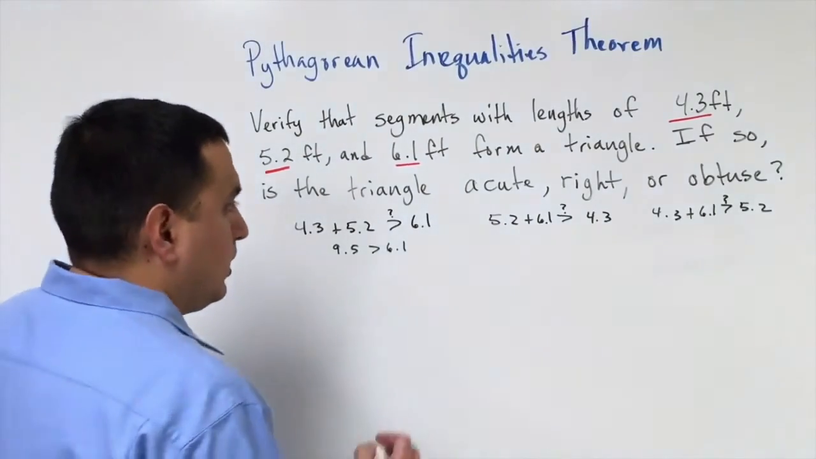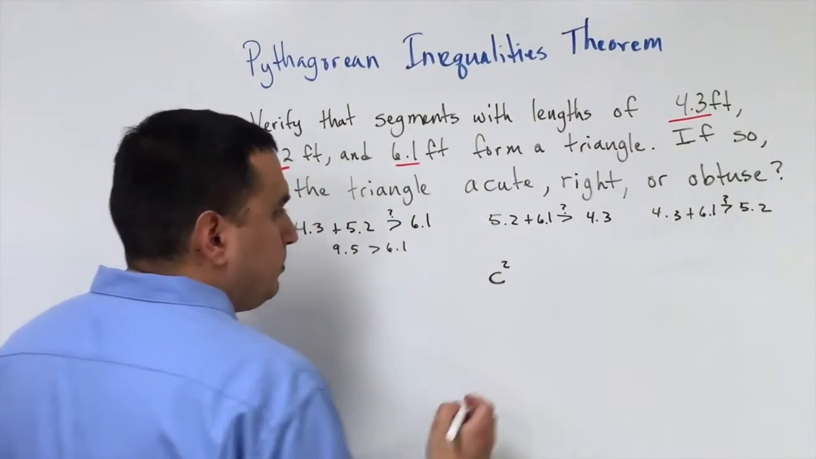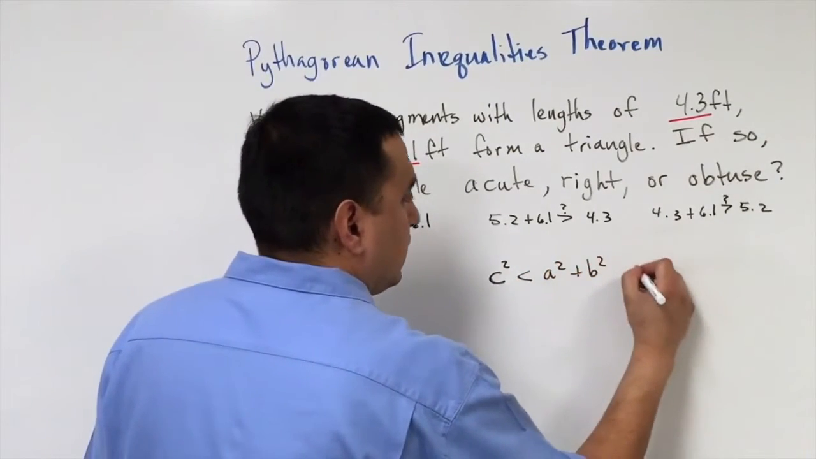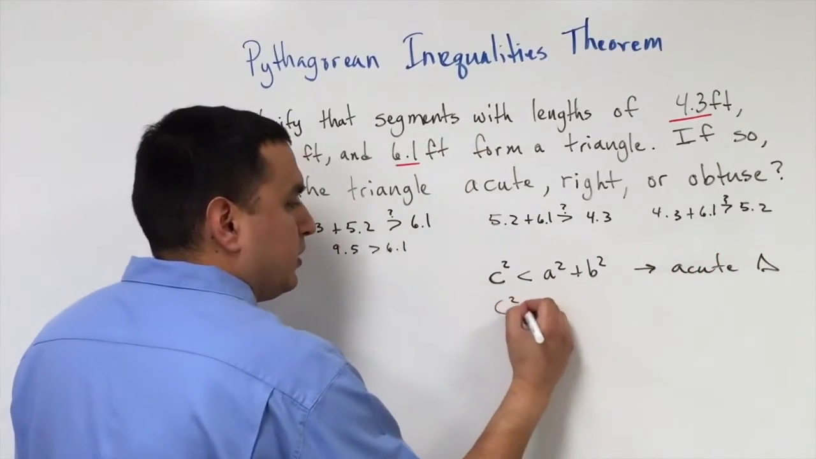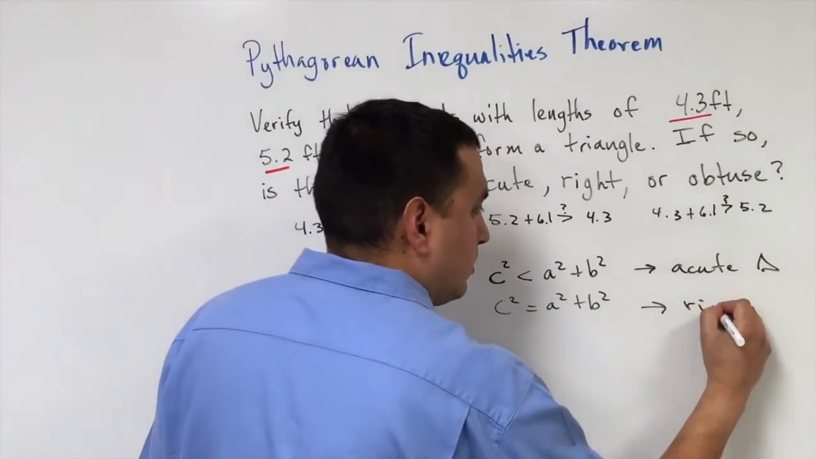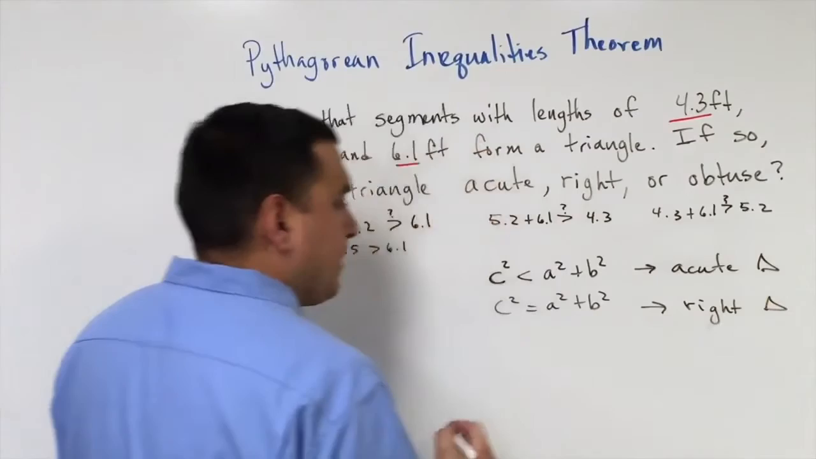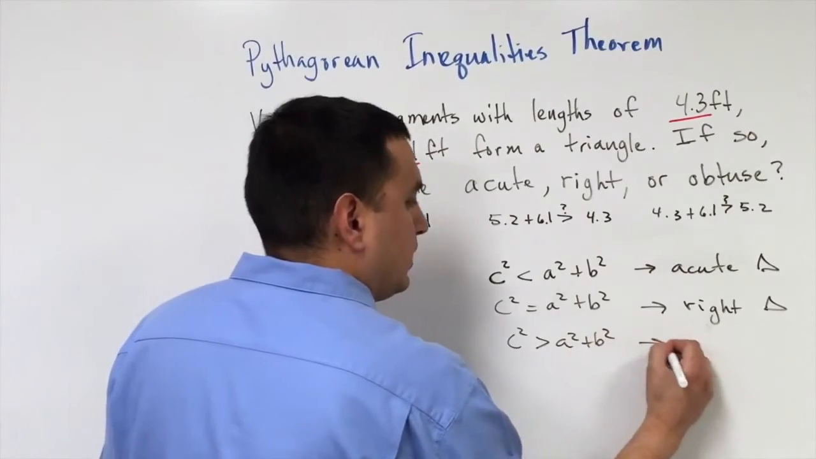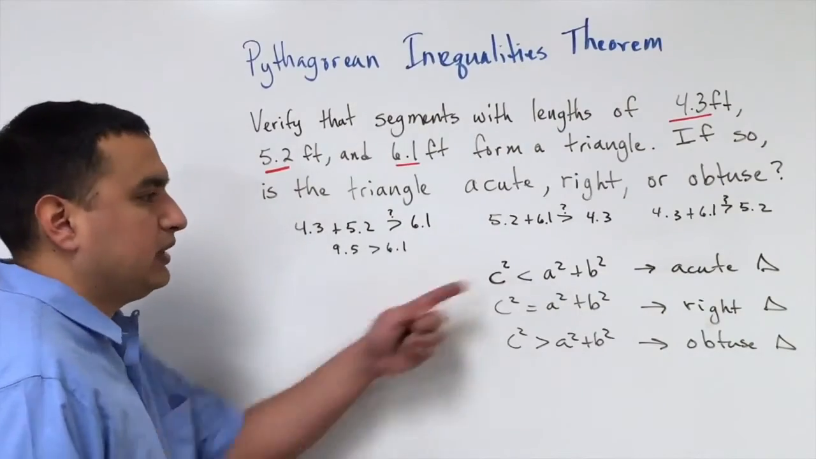What that says is that I can take the hypotenuse, or the biggest side, square it, and if it is less than a squared plus b squared, that's going to tell me that it is an acute triangle. And obviously if c squared is equal to a squared plus b squared, that tells me that it's a right triangle. And if c squared is greater than a squared plus b squared, that tells me that I have an obtuse triangle. Make sure you write these down.